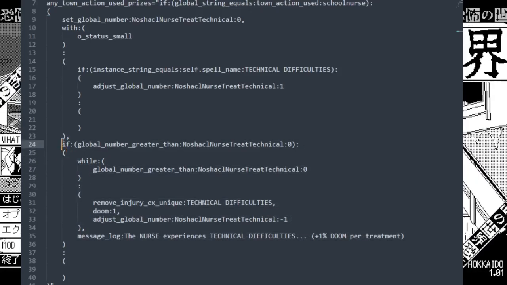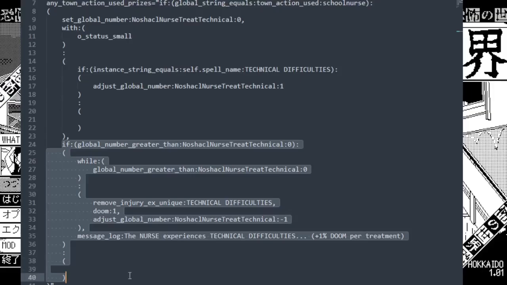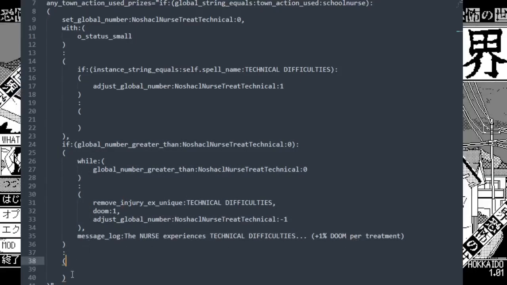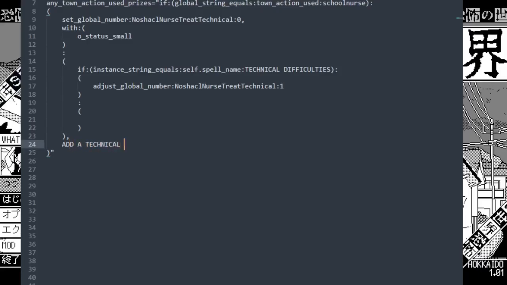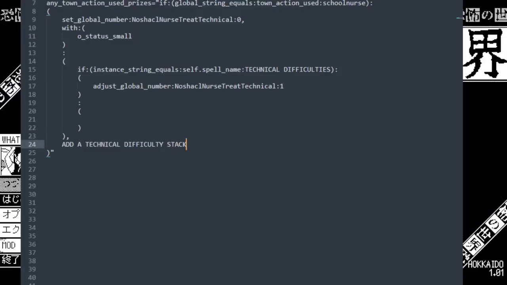This here, I'm not going to show you the code that I was working on yet, because I'm testing it even here on recording. I did a little test and things seemed to work, but essentially this is where you would put, so instead of this, you would just put like, add a technical difficulty stack. This is pseudocode, by the way. And then you would do other checks.